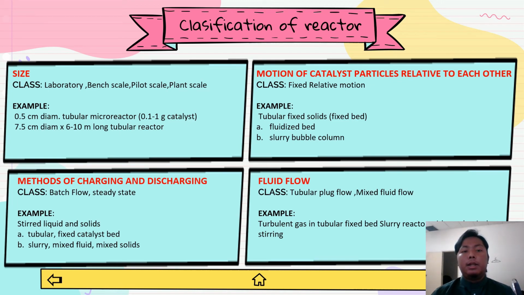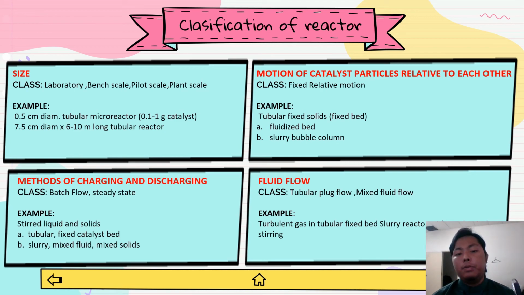The third class is the method of charging and discharging. Which instrument is suitable? It is batch flow and steady state. Featuring this apparatus, it has stirred liquid and solid. For example, a tubular fixed catalyst bed, and we have slurry with mixed fluid and mixed solid. That's the example for the method of charging and discharging.